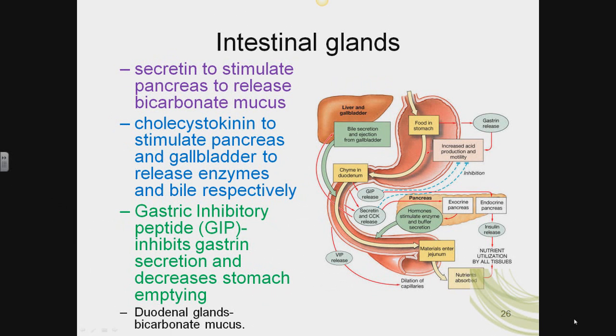and can emulsify fats. Not a hormone, but still found within the intestinal glands, are duodenal glands, like I mentioned in the previous slide, also called Brunner's glands. And again, they secrete a bicarbonate mucus so that the acidic contents of the stomach do not promote digestion of the intestinal mucosa, leading to an ulcer. So that's very important that you understand those 3 hormones from the intestinal glands.